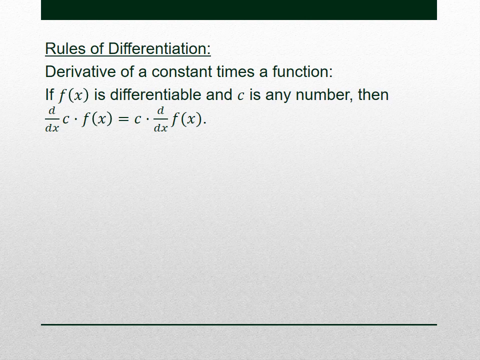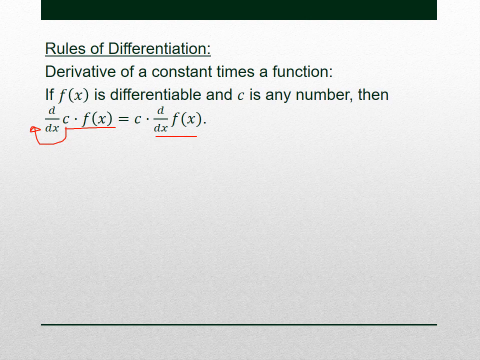Got another rule here. That rule is about the derivative of a constant times a function. If f is differentiable, which means we can take the derivative of it, and c is any number, then the derivative of c times the function is c times the derivative of the function. So that c can slide out in front of the derivative, and there it is hiding.